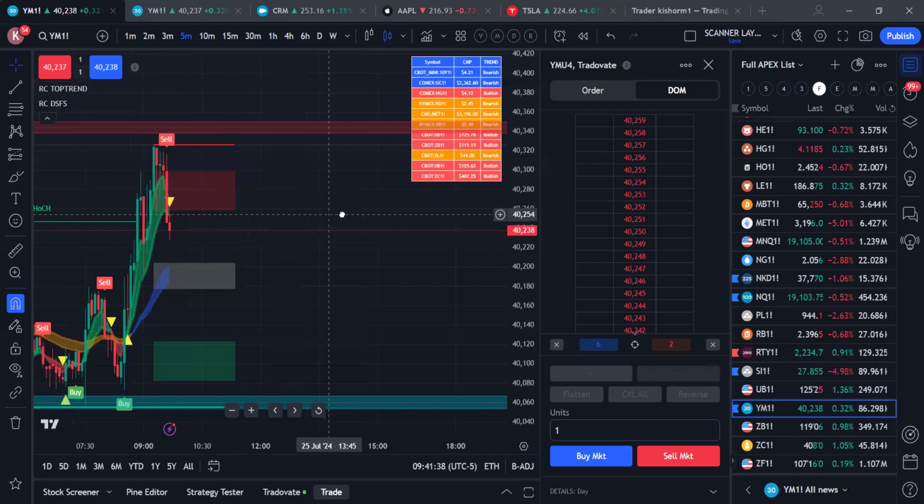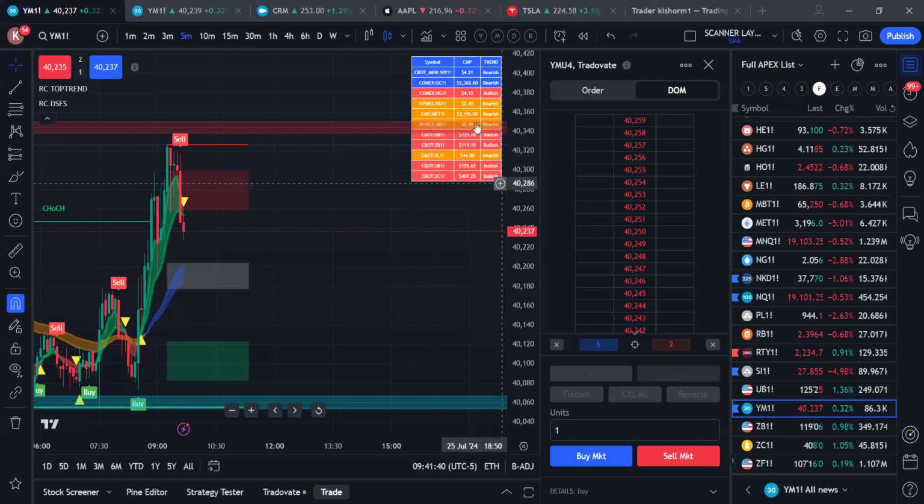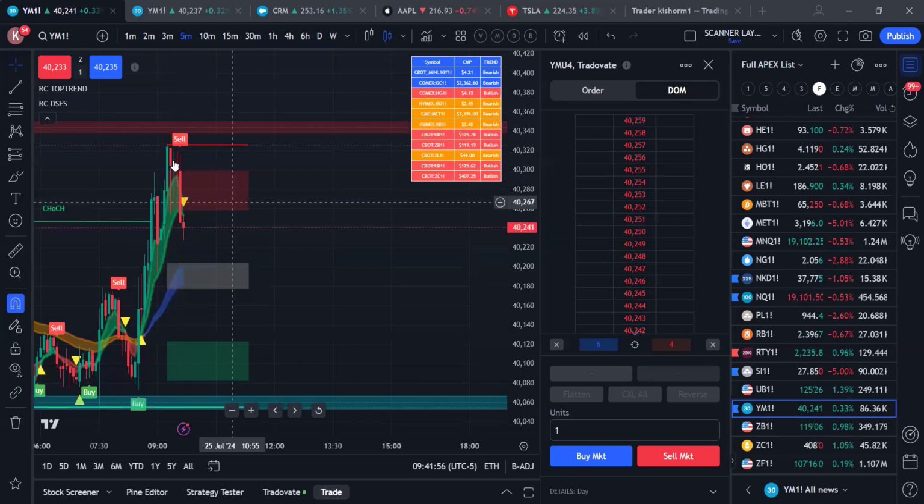So again, right, the first step, our scanner gave us YM in the orange color. Then we went and saw that from the bottom, it went all the way to the top. There is a resistance, right? Price is close to the resistance in the premium area.